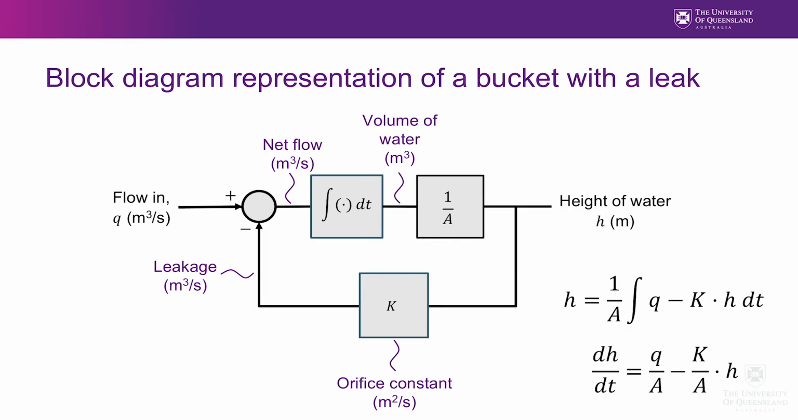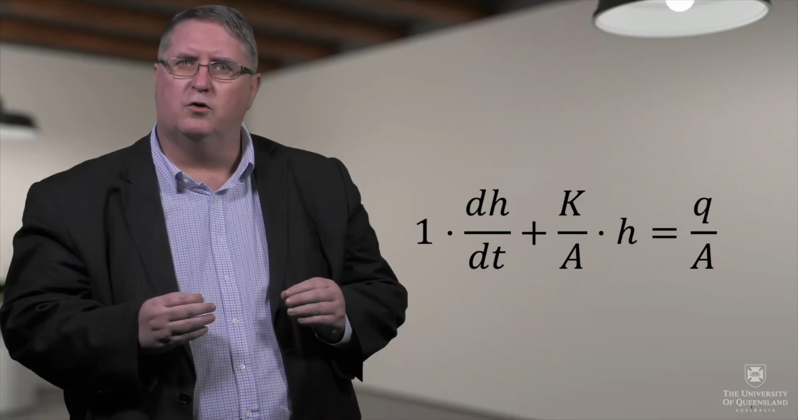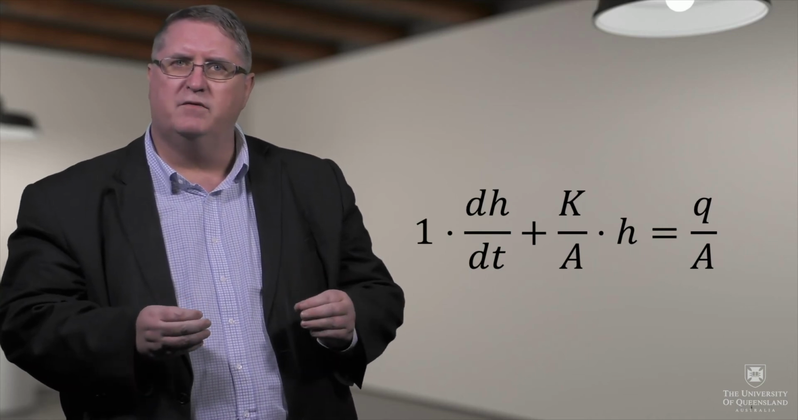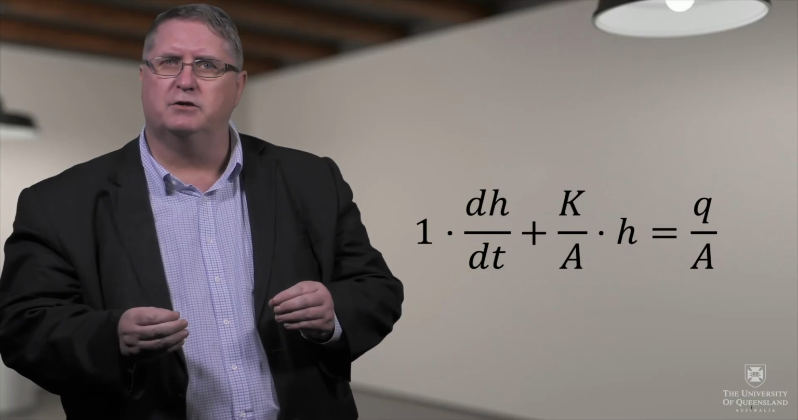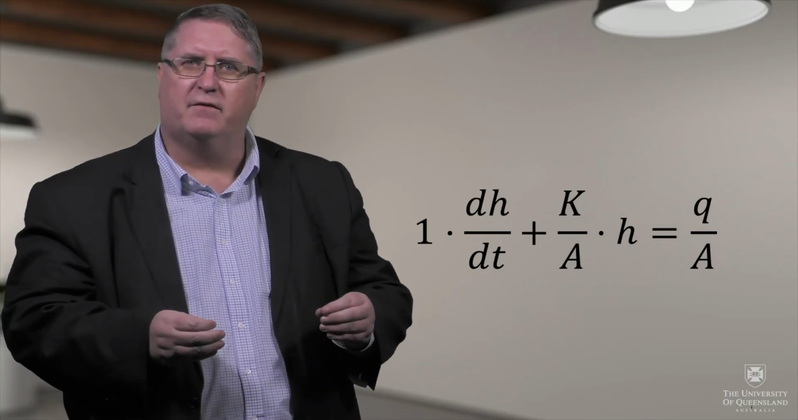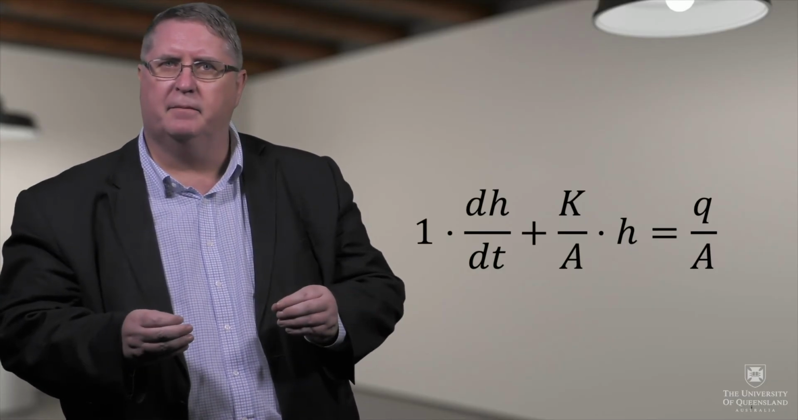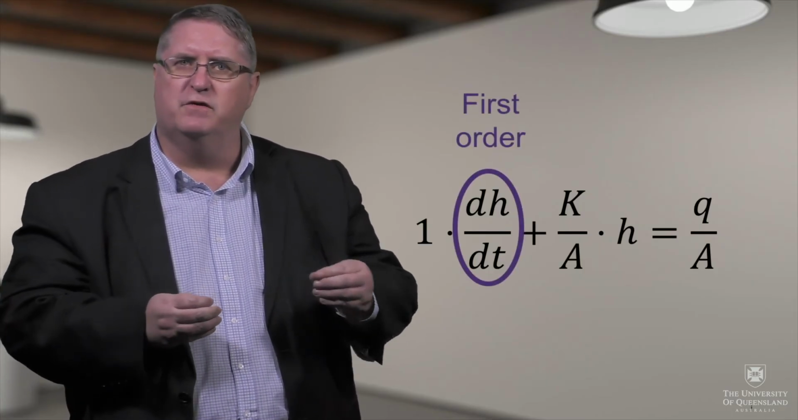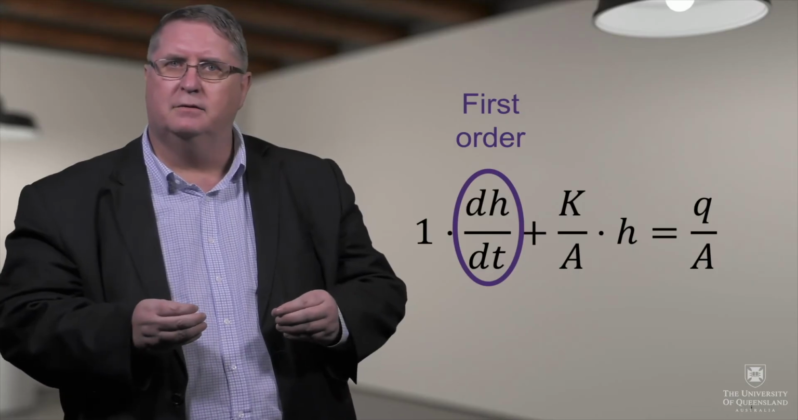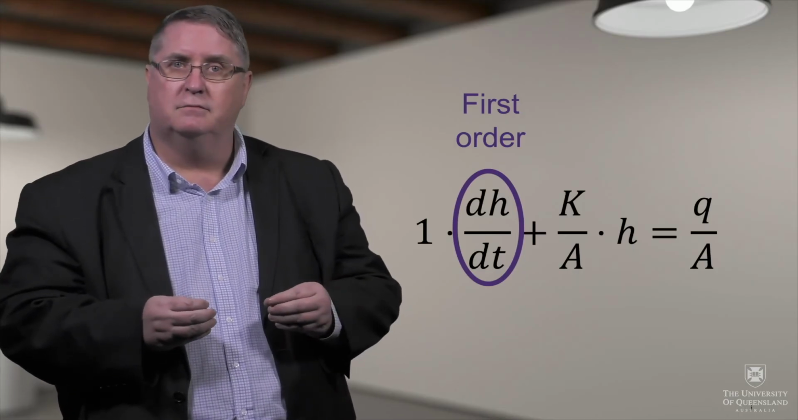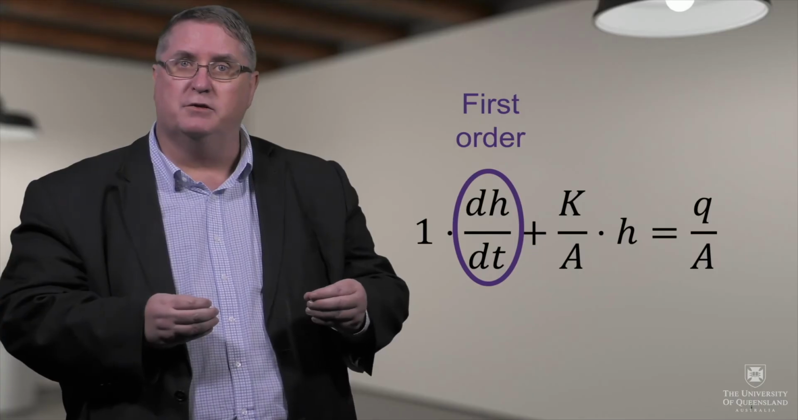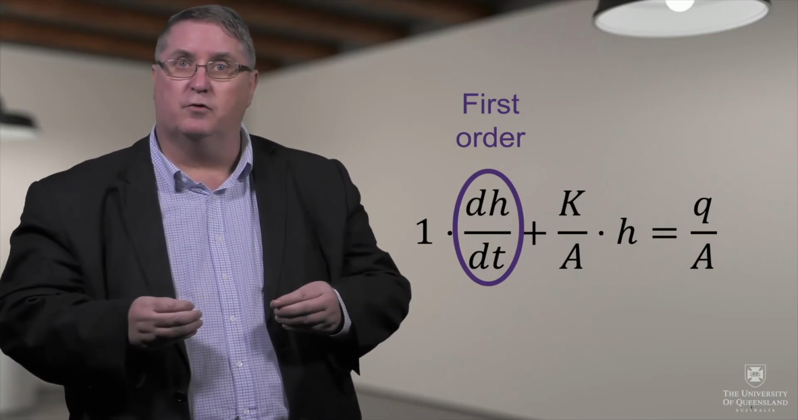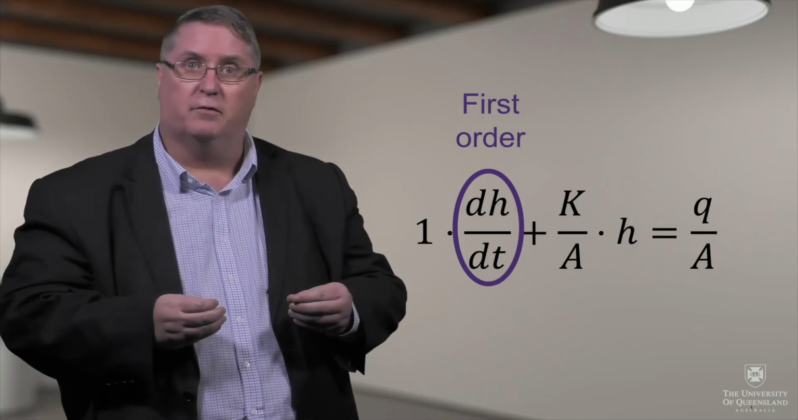the governing equation becomes. We call this a forced first-order, linear, time-invariant ordinary differential equation. That's quite a mouthful. Let's break it down. It's first order because the highest derivative of the dependent variable h is the first derivative. A second-order equation would have the second derivative as the highest derivative. A third order, the third derivative, and so on.